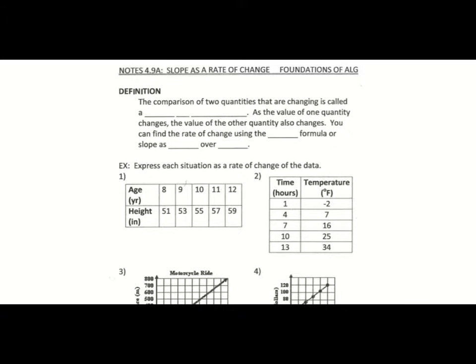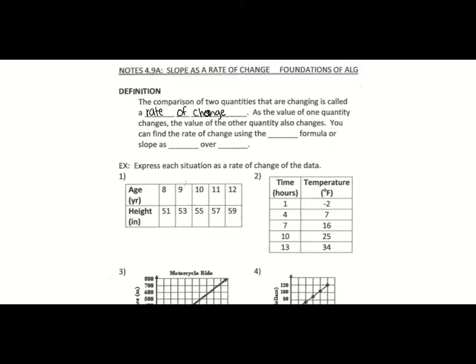Okay, when we ended in 4.8, we were talking about slope, and now we are going to start talking about slope as a rate of change. So when we compare two quantities that are changing, that is called our rate of change. And as the value of one quantity changes, the other quantity is also going to change. And how fast that happens is our rate of change, or our slope.